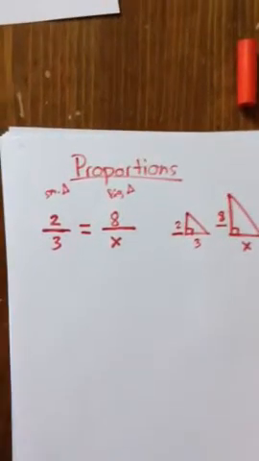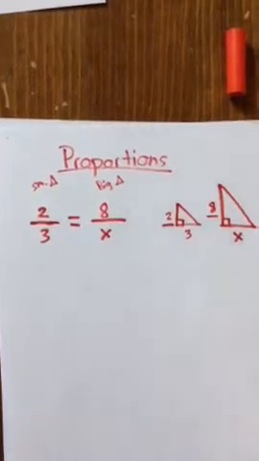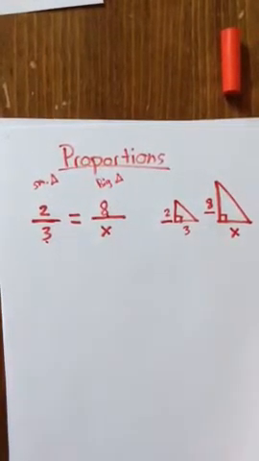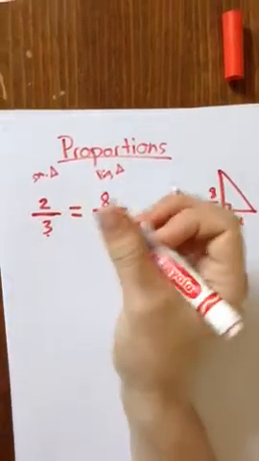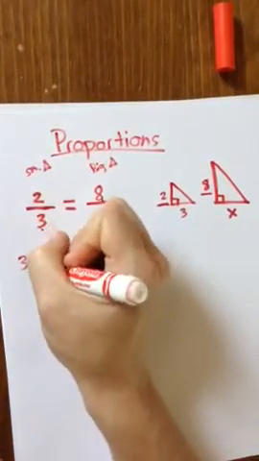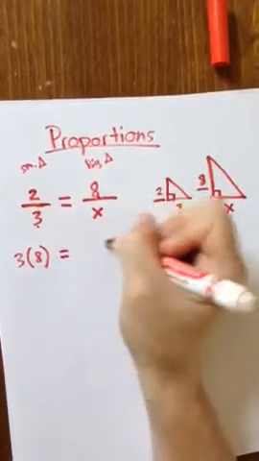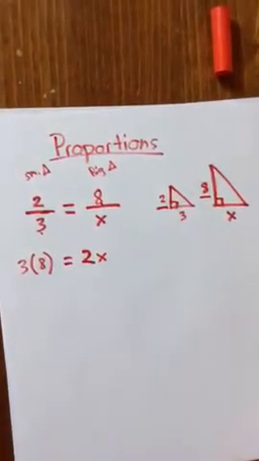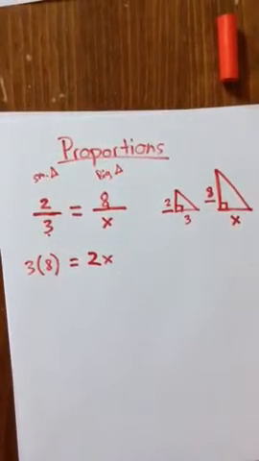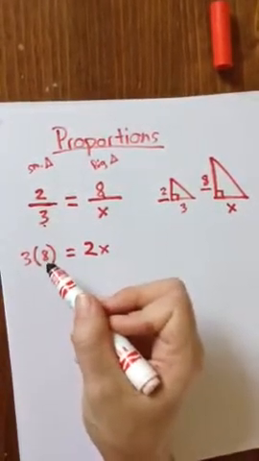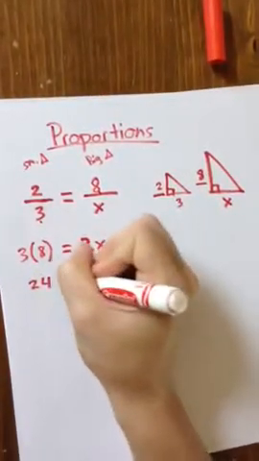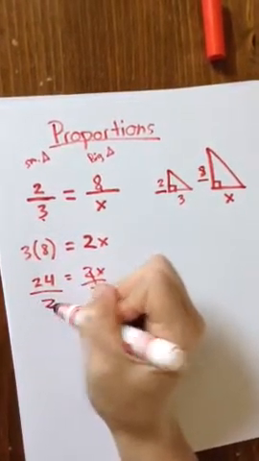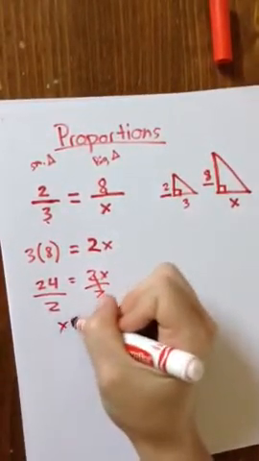Now my proportion is all set up, and the way to solve a proportion is very, very easy. You cross multiply 3 times 8, and then you divide by 2. And the reason for that is if I were to write it as an equation, it would be that 3 times 8 would equal 2 times x. And then you would simplify from there. So you would do 8 times 3, which is 24, equals 2x. So first I multiplied, and then I would be dividing by 2. So 24 divided by 2 is 12.